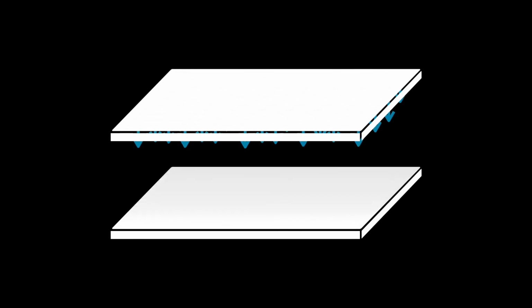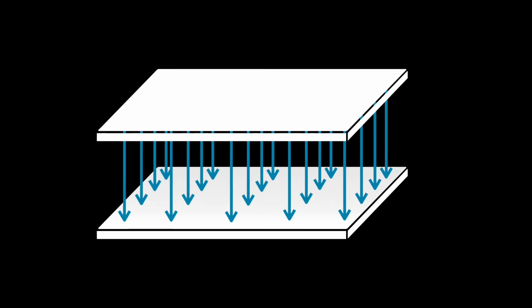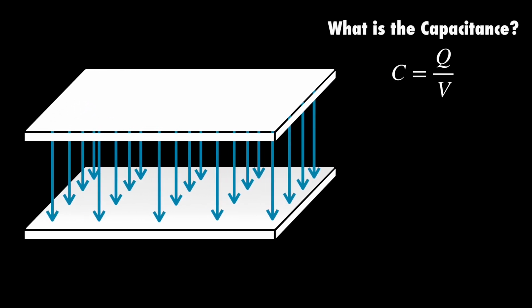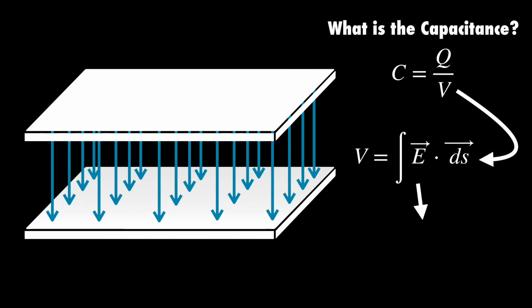So what is the capacitance of a parallel plate capacitor? Of course, you could just take the definition of capacitance as the charge on the capacitor per unit potential difference, but let's try to find the capacitance just in terms of the properties of the capacitor. The way we'll do this is by finding an expression for the potential difference using the definition of potential difference as the path integral of the electric field, and we'll find the electric field using Gauss's law.